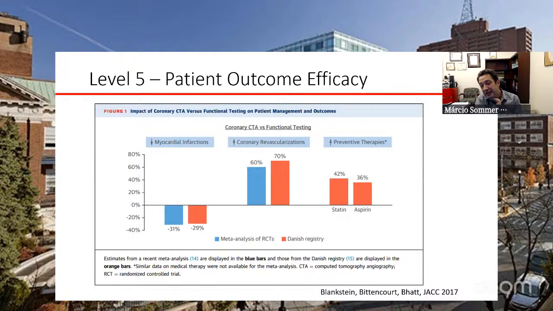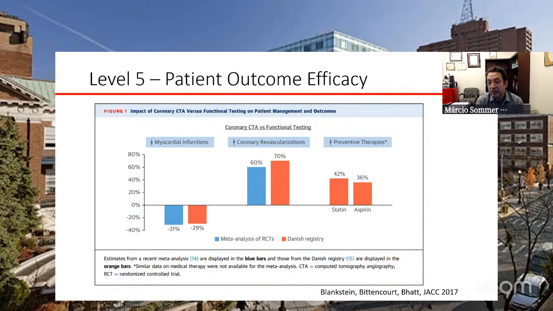What I find very interesting in this data is that the blue bars here are from a meta-analysis that I did back in 2016, looking at PROMISE, SCOT-HEART, and other studies. And essentially, it's the same thing. From all the studies, we see an increase in revascularizations. We didn't have data for medications, probably the same. And 30% reductions in MI. It's not always that common that real-life data resembles trial data that well.